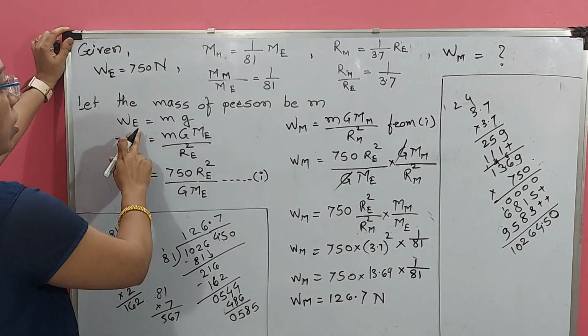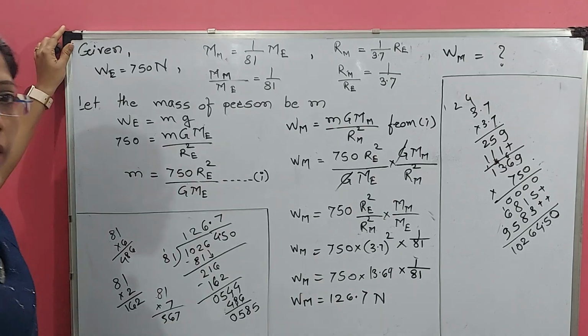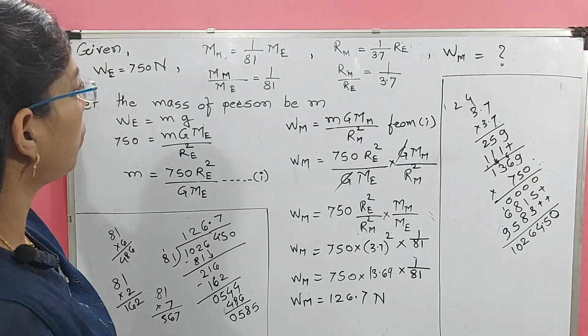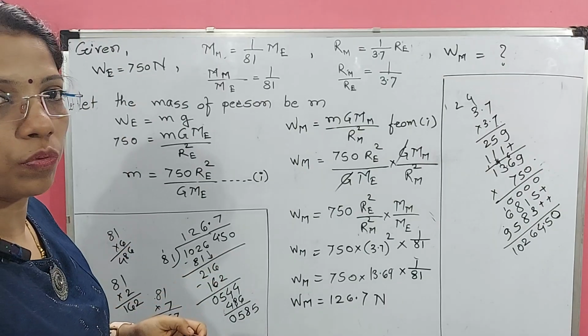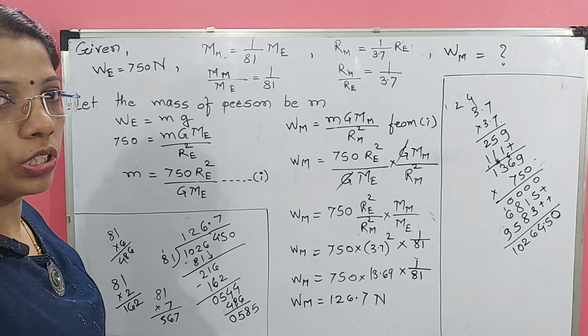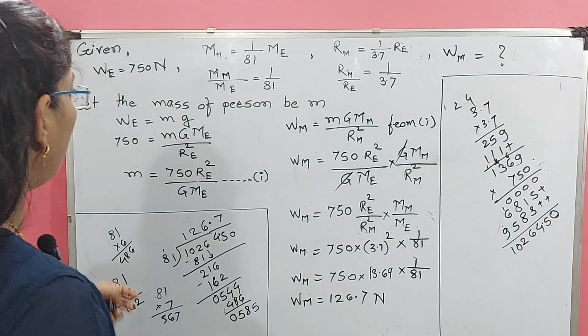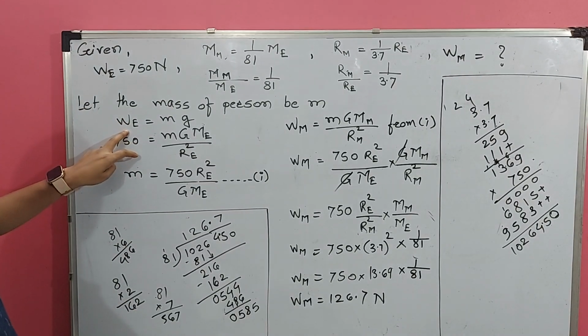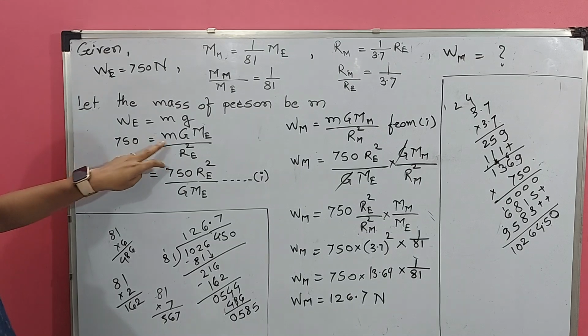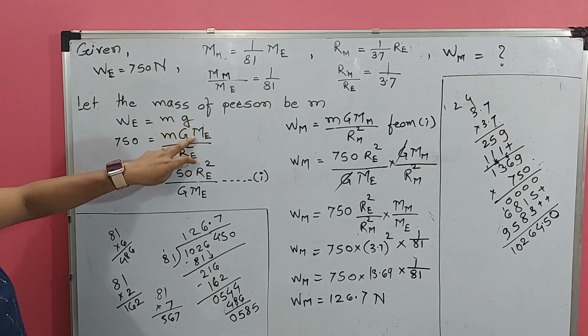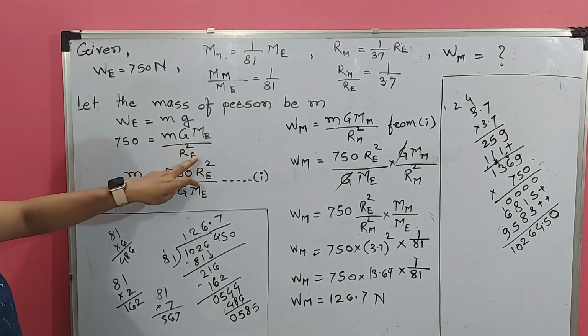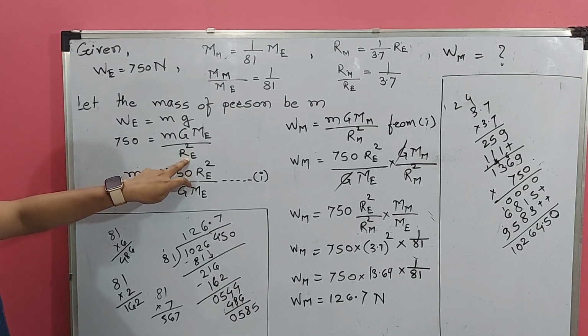So weight on earth is equal to mg. We know the formula for force. Weight is nothing but the force with which earth attracts things. Force and weight both are equal to mg. So weight on earth is 750 Newton, m as it is. Instead of g, we can write the formula for g: G Me upon Re square.